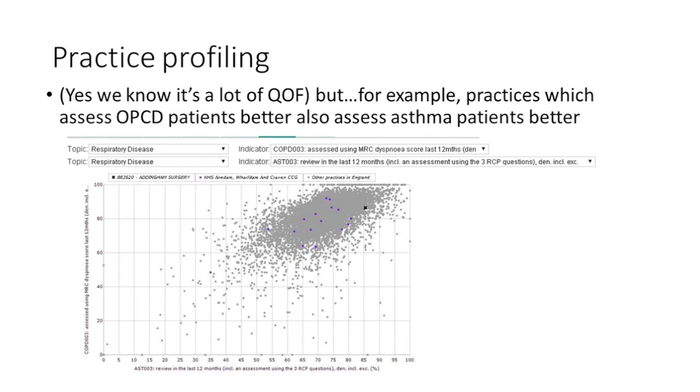And the other thing that I've spent quite a bit of time doing is looking at respiratory disease at practice level, and we built a tool to do that. A practice profiling tool, and this is just one output of it, basically showing that you can get some insight by comparing different indicators, even if the quality of them isn't that great. So this shows that practices who are better at assessing COPD are also better at assessing asthma, and that's probably quite an important thing to know.